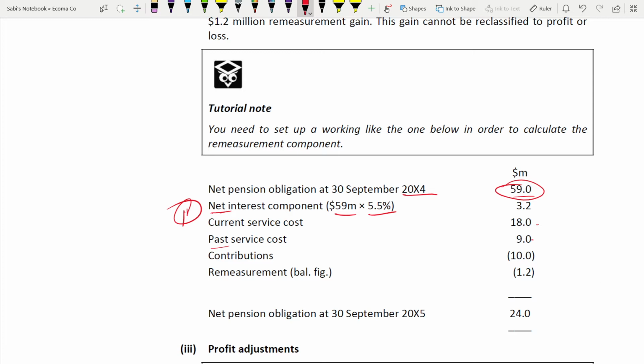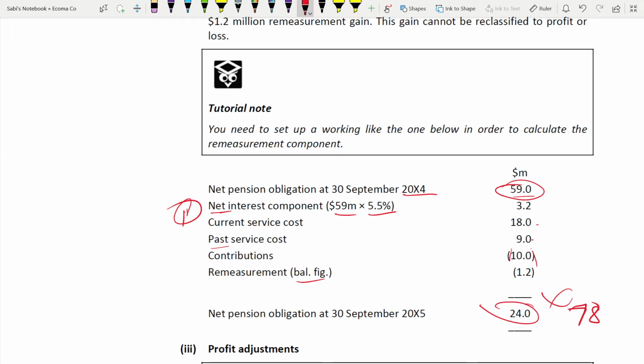Contribution you deduct, 10 million. They have told you the contribution. And they told about benefits paid, 6 million. It has no impact on this. Okay. And this remeasurement is a balancing figure. So wait, closing. This is wrong. This is incorrect. It is 78. They have already given it to you, right? Net pension obligation at 30th September 2005, which is 78.